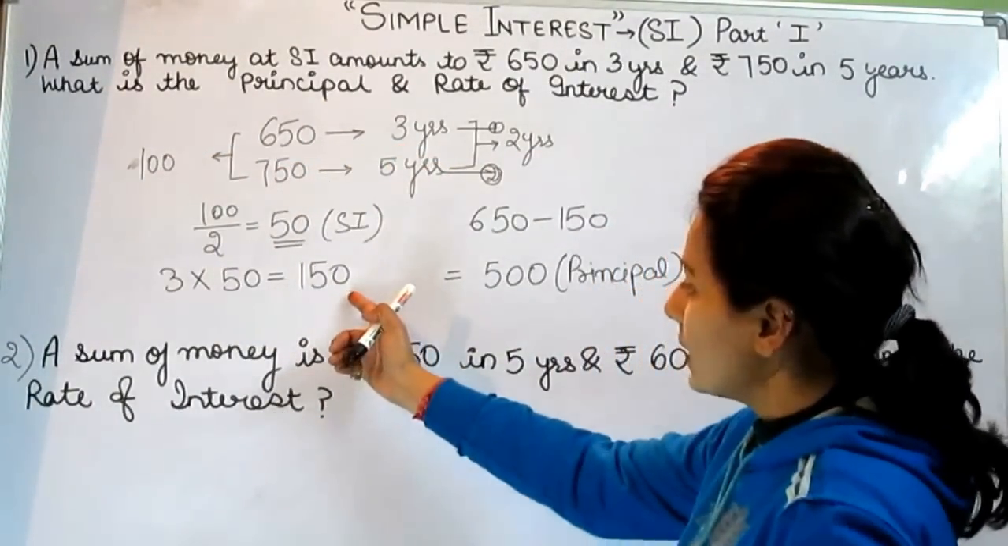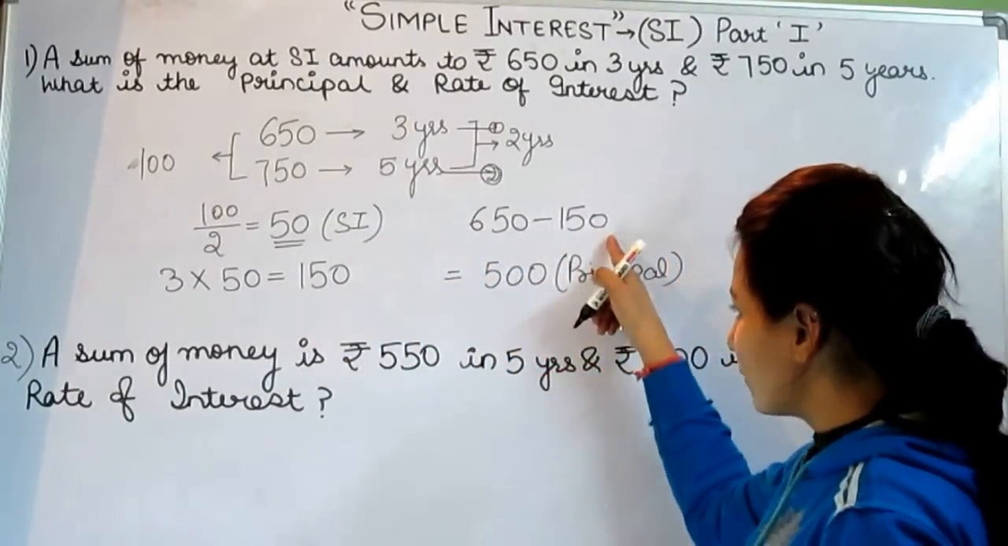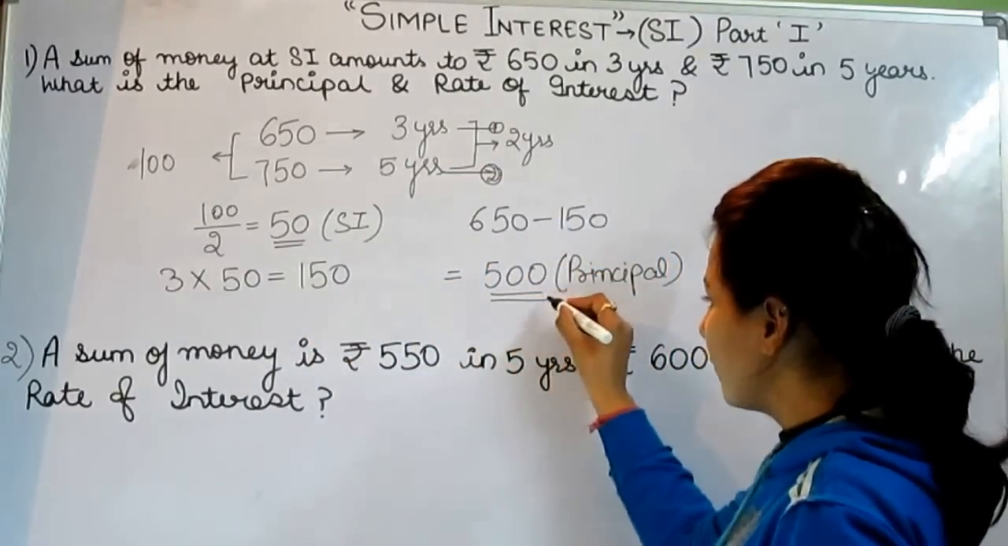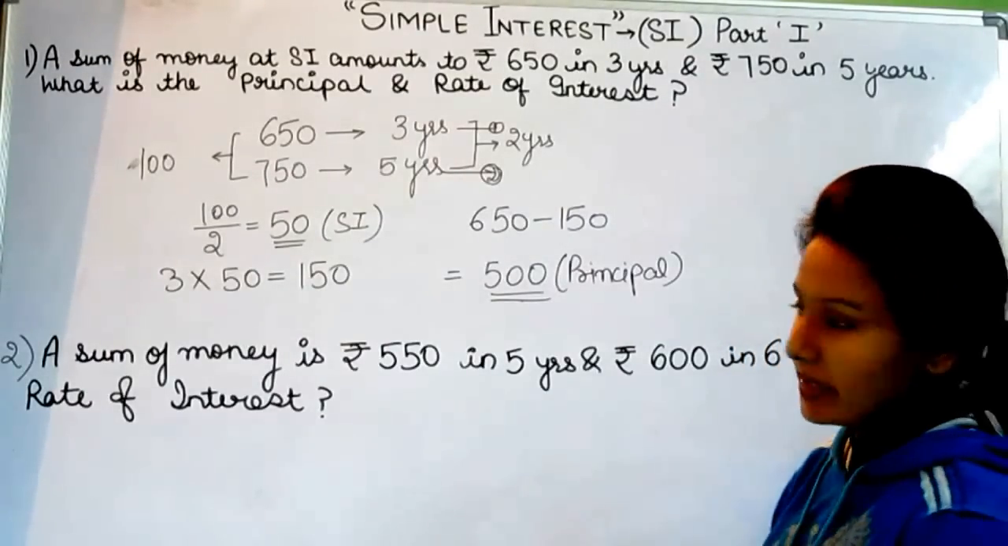This is the amount, principal plus simple interest for 3 years, right? And this is the simple interest for 3 years. It means 650 minus 150 is equal to 500. 500 was the actual amount which was taken by somebody else, right?